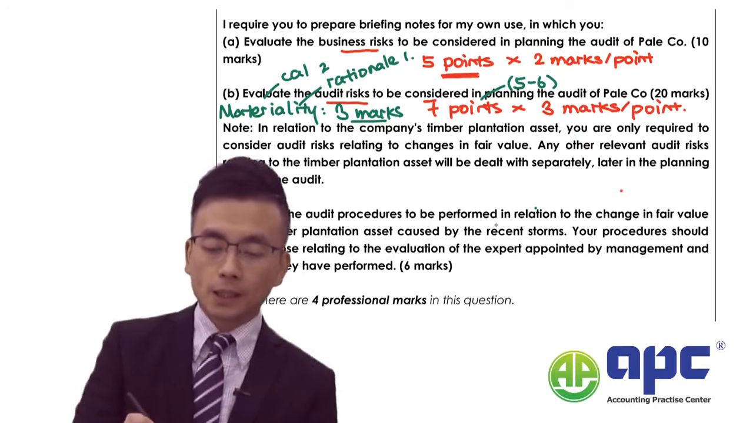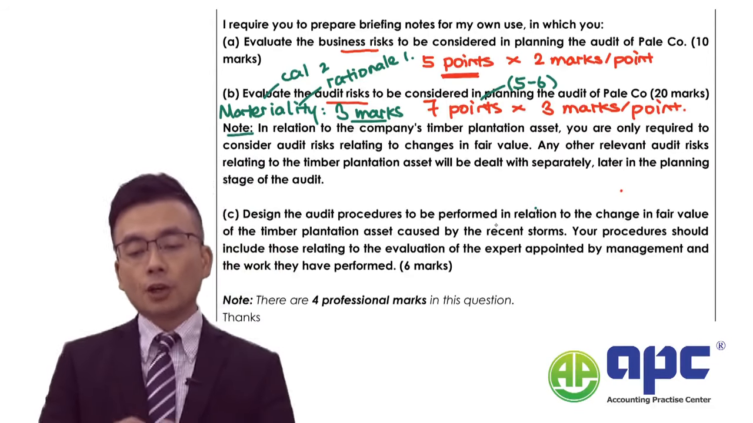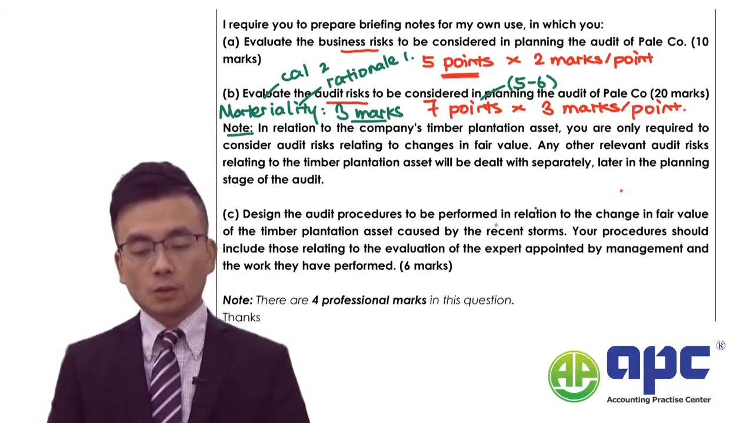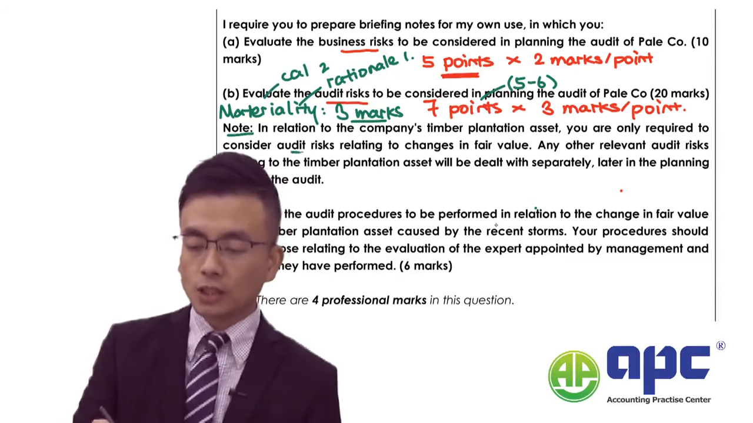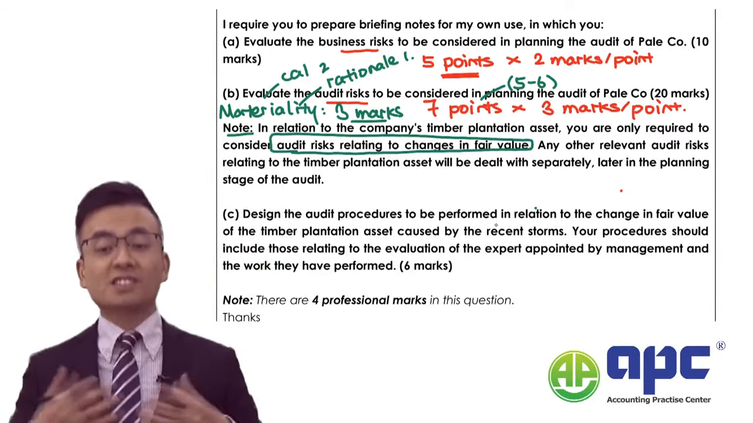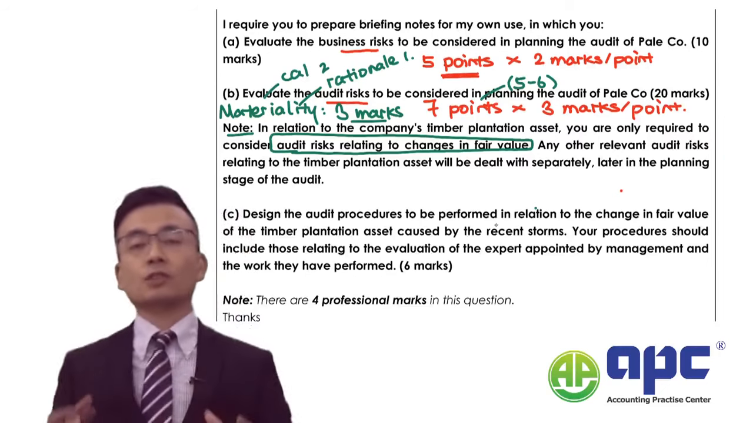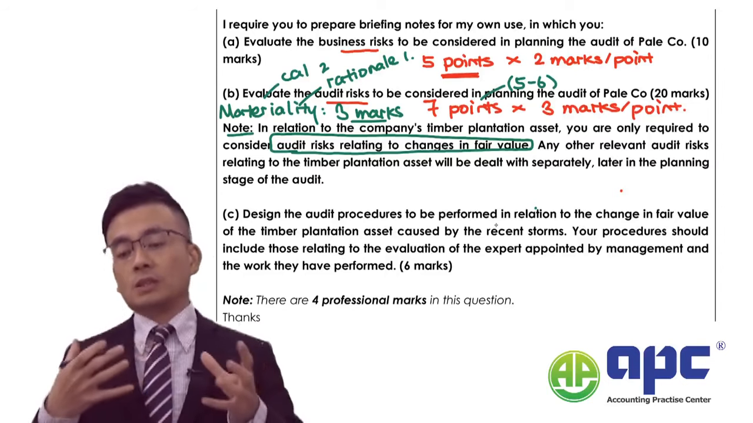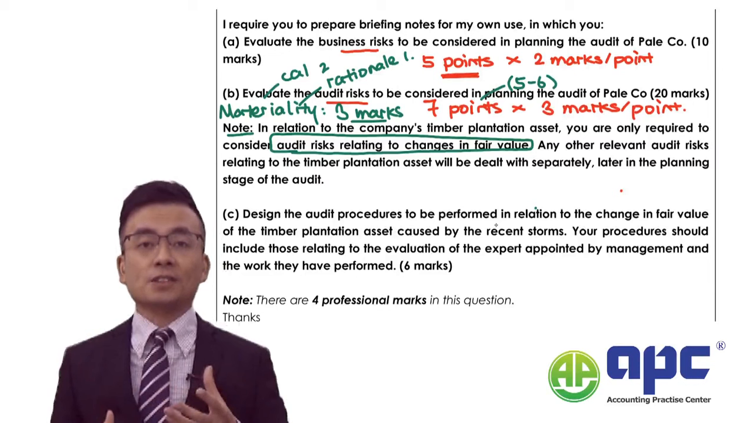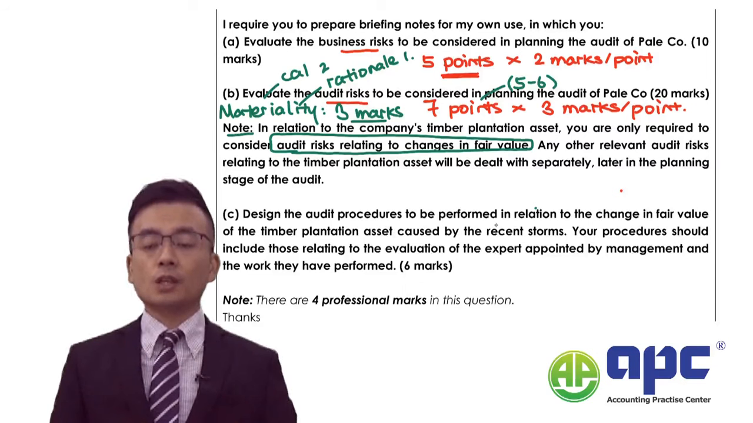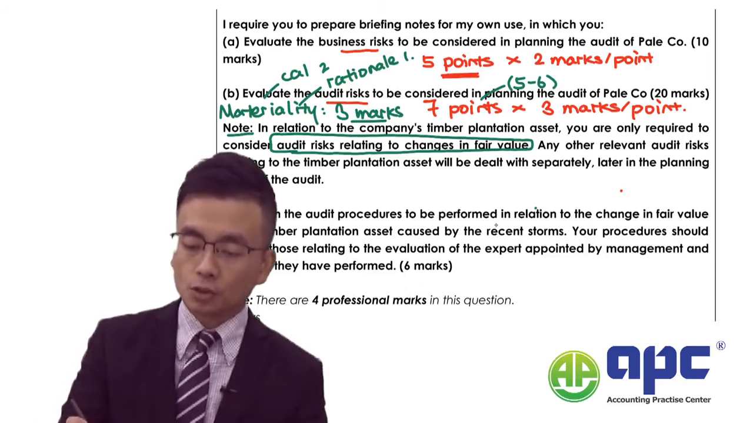Here's a note provided by the examiner, you need to follow it. For a company's timber plantation asset, you're only required to consider the audit risk related to the changes in fair value. So in other words, you're not really required to consider all the risk related to simple stuff. For example, how much the business spent in buying that asset, or whether the timber plantation asset actually belongs to the entity, to confirm its ownership and that kind of stuff. You're not required to comment on those. You're only required to comment on the changes in fair value.